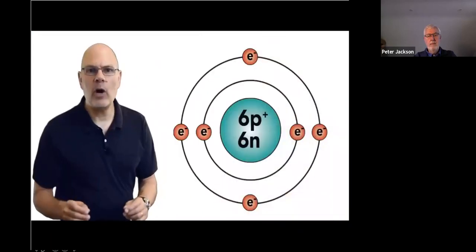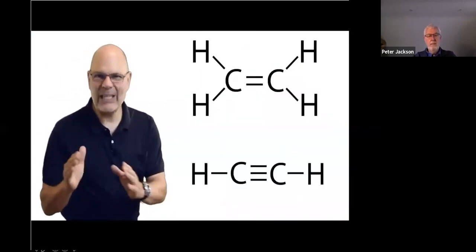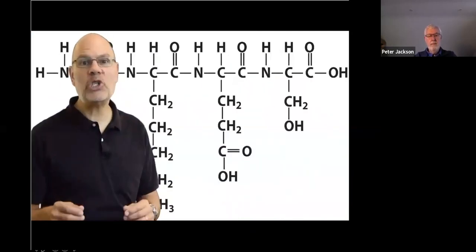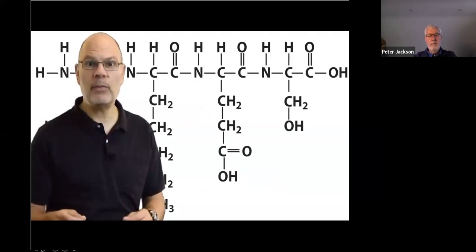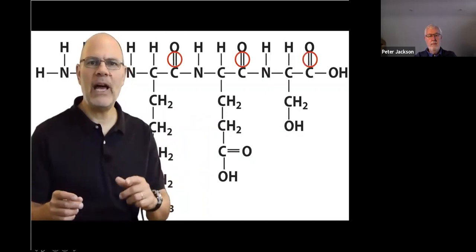Here's another thing about carbon. With 4 valence electrons, it easily forms double bonds and even triple bonds. This is a chain of amino acids, which are the building blocks of proteins. Notice the repeated double bond between the carbon and the oxygen.